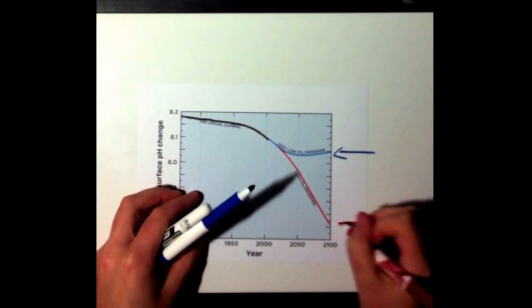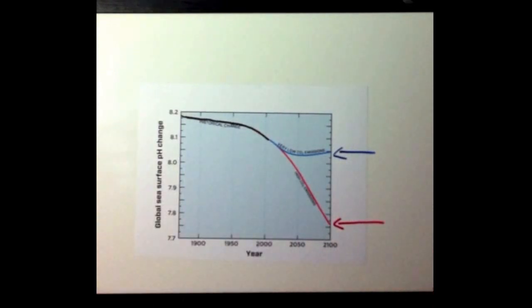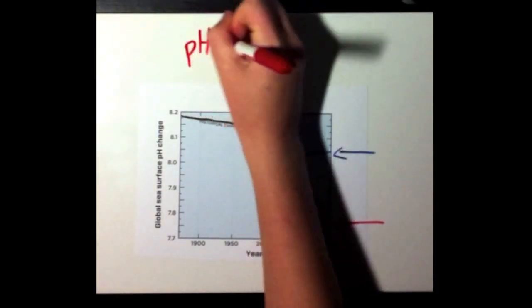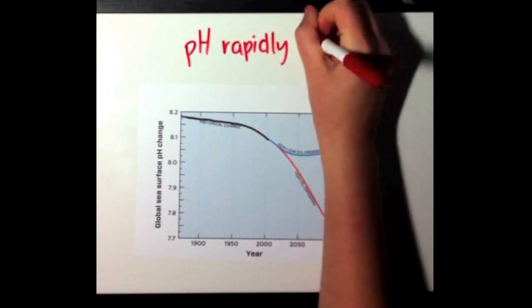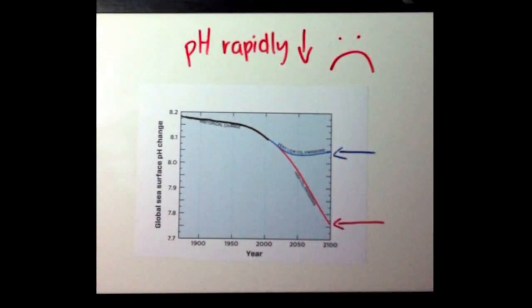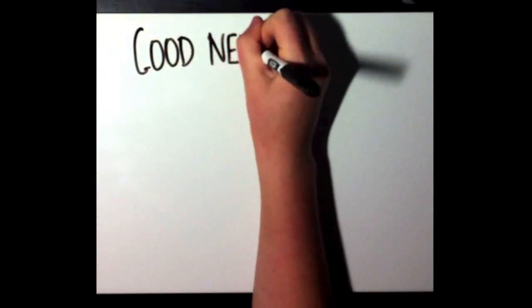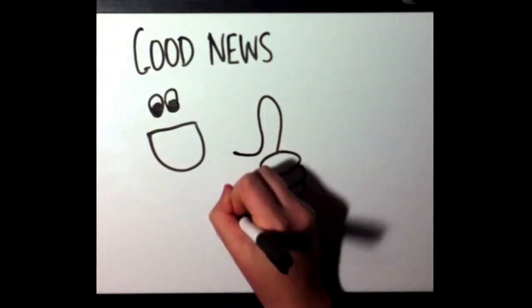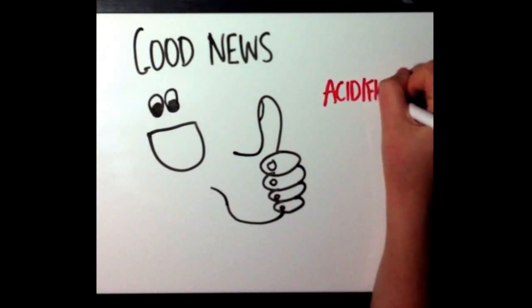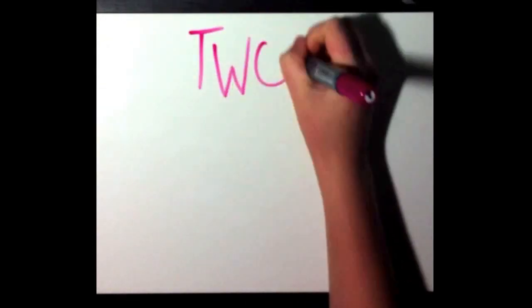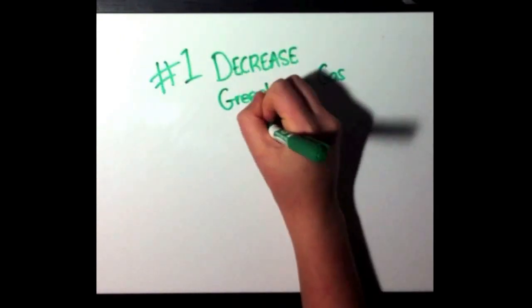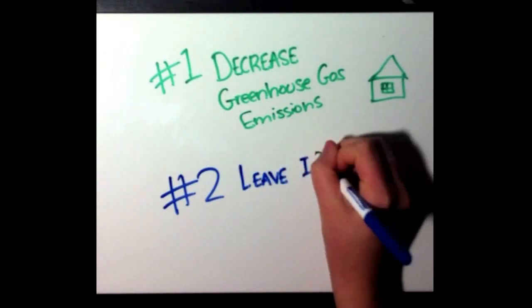The red shows a rapidly decreasing pH, and by the end of the century, the pH will drop to around 7.7. With a rapidly increasing global temperature, and the amount of carbon dioxide being stored in the oceans increasing, the pH is decreasing. Things are not looking good for our world. The good news is it's not too late to turn things around now. The acidification of the ocean can be decreased using one of 2 methods. The current responses to ocean acidification are decreasing greenhouse gas emissions or leaving things just how they are.